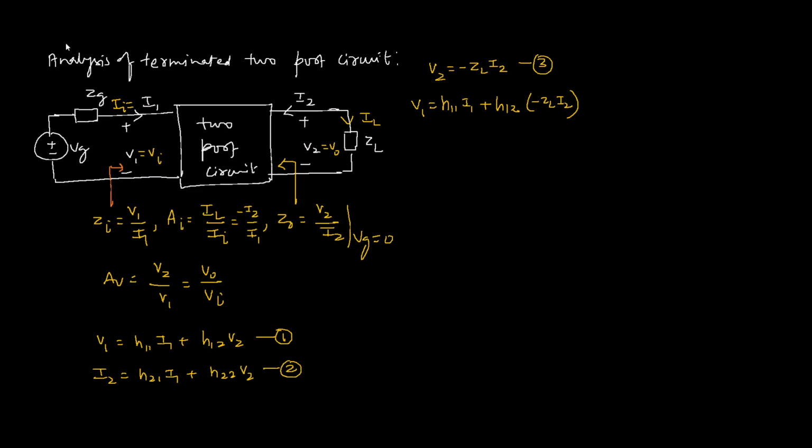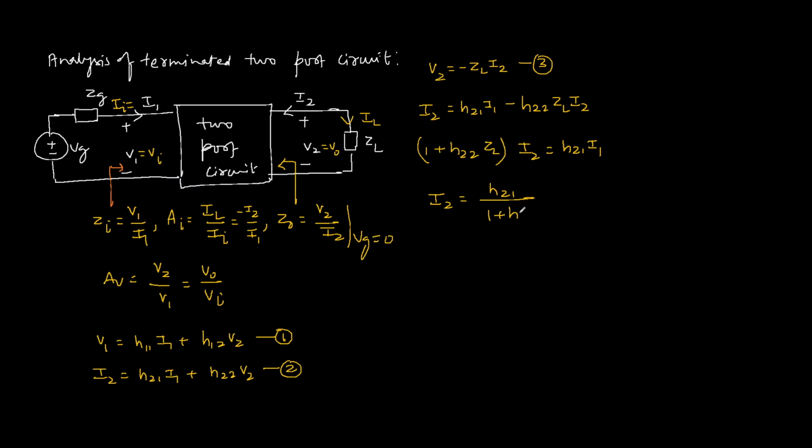Okay, I made a mistake. Replacing this V2 from 3 to equation 2, I2 is H21 I1 minus H22 ZL I2. So (1 + H22 ZL) I2 is H21 I1. So this will give I2 equal to H21 over 1 plus H22 ZL, times I1.